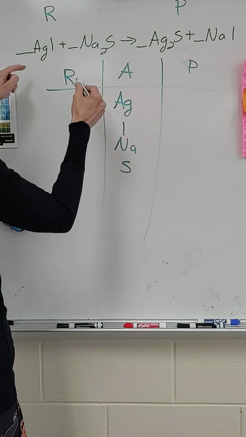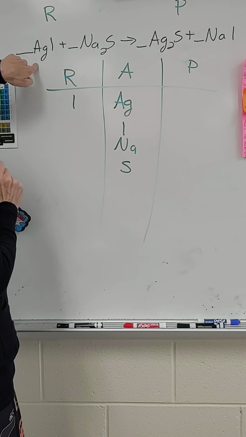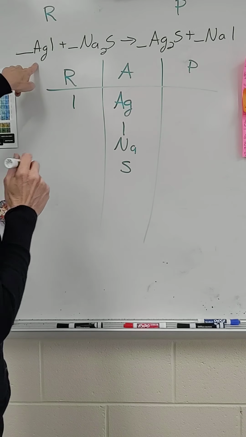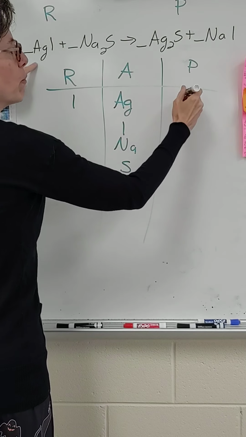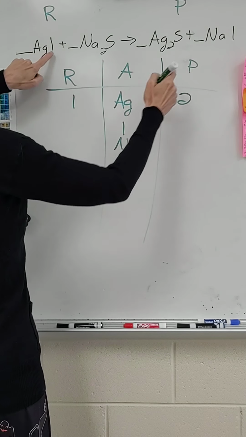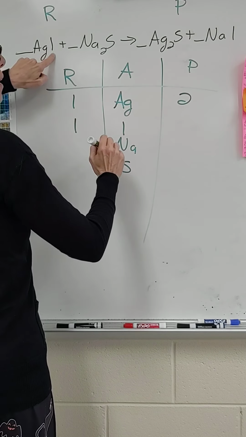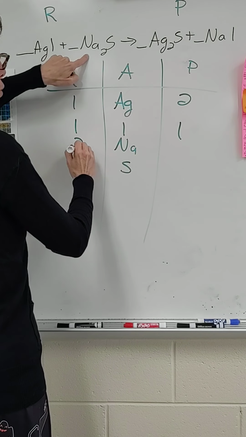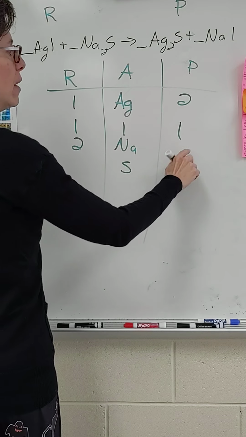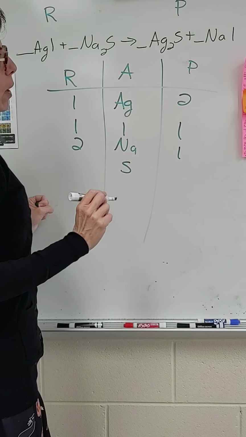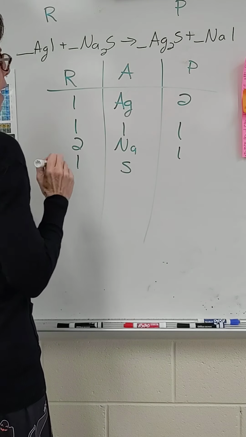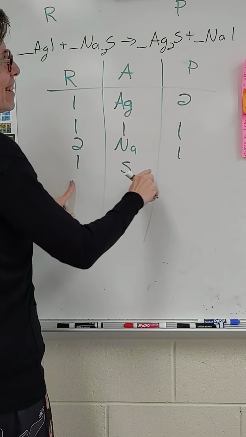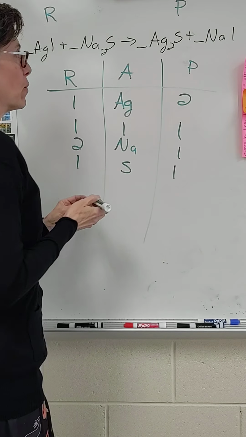We have one atom of silver on the reactant side. We have two atoms of silver on the product side. We have one atom of iodine on the reactant side, one on the product side. We have two atoms of sodium on the reactant side. We have one atom of sodium on the product side. We have one atom of sulfur on the reactant side, and we have one atom of sulfur on the product side.